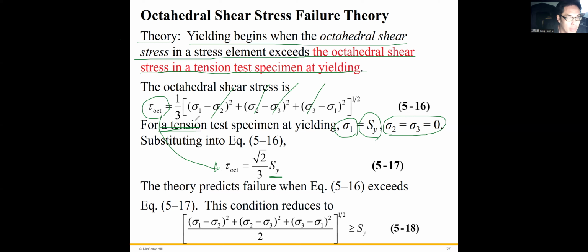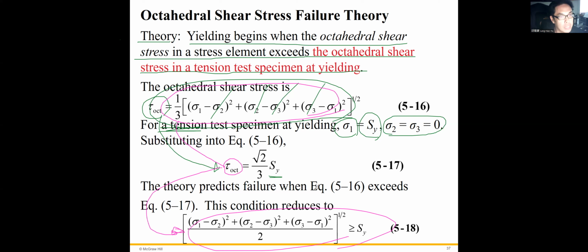And then what we do is plug this term in. I just changed color, let's replace this term to here. And this equation represents the octahedral shear stress failure theory.